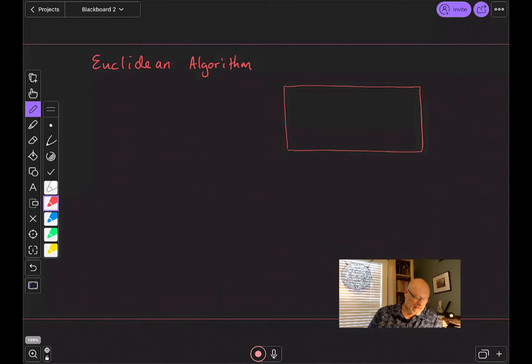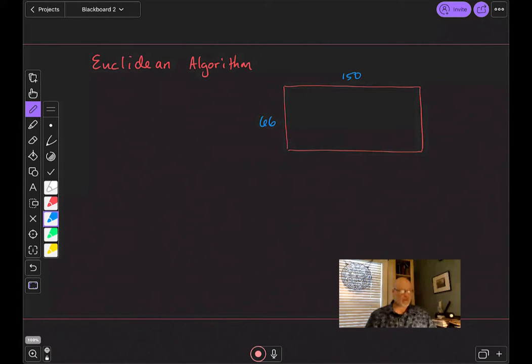Anyway, so, Euclidean algorithm. Let's say that we want to find the greatest, or we want to divide up the numbers. Let's use 150 and 66. What we're looking for is the common divisor for these two. That's the next section, but the Euclidean algorithm will help us get there.